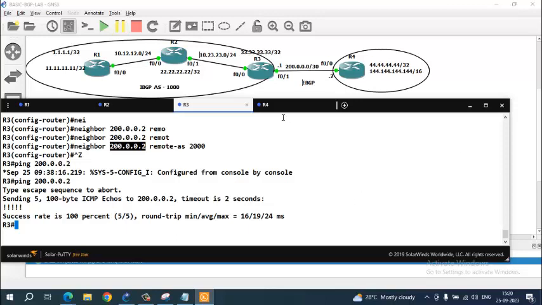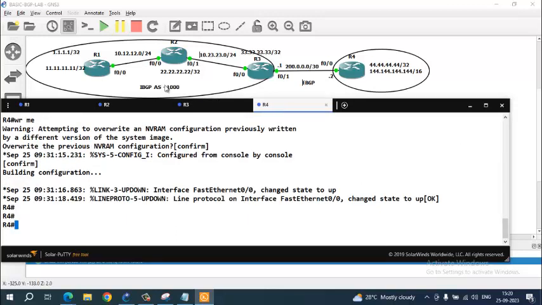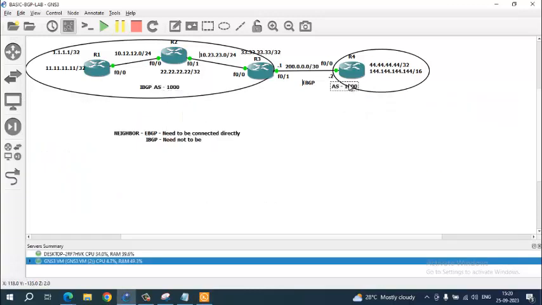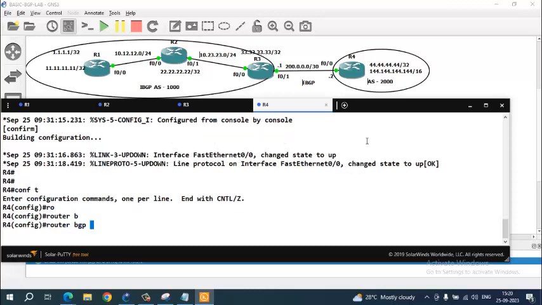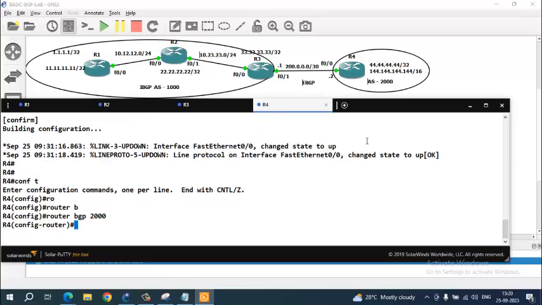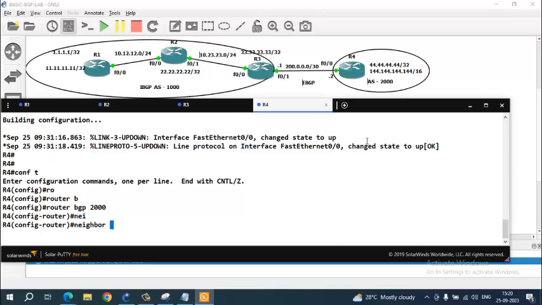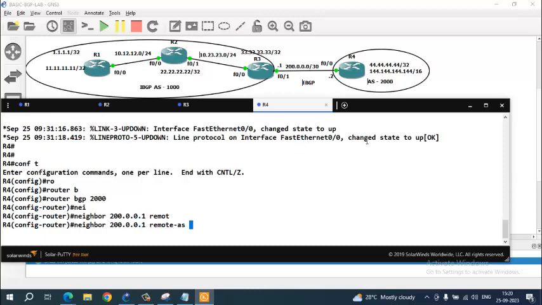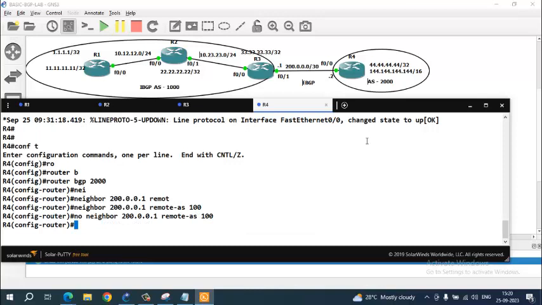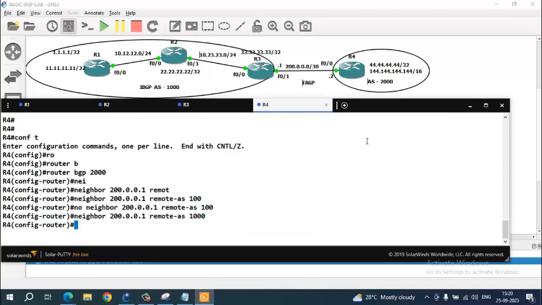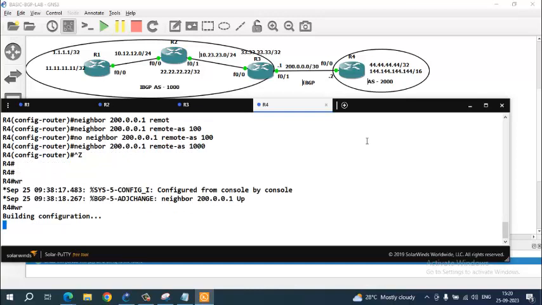Now go to router 4 also. Router BGP 2000. Neighbor is 200.0.0.1, remote AS is 1000. You will see, wrong, 1000. You'll see the neighbor coming up now. See, the neighbor is up immediately.